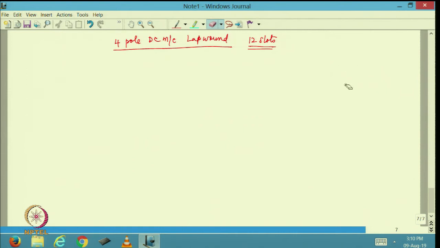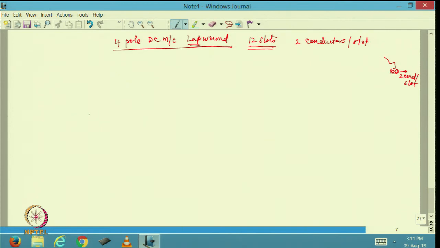So I am going to just erase this. If I take a 12 slot DC machine, I am going to say 2 conductors per slot. So if I talk about a slot like this, in this slot I am going to have one conductor at the back, one conductor at the front. So this is essentially 2 conductors per slot. This is how it is going to be. Okay. So let me try to draw this particular winding, lap winding for a DC machine.